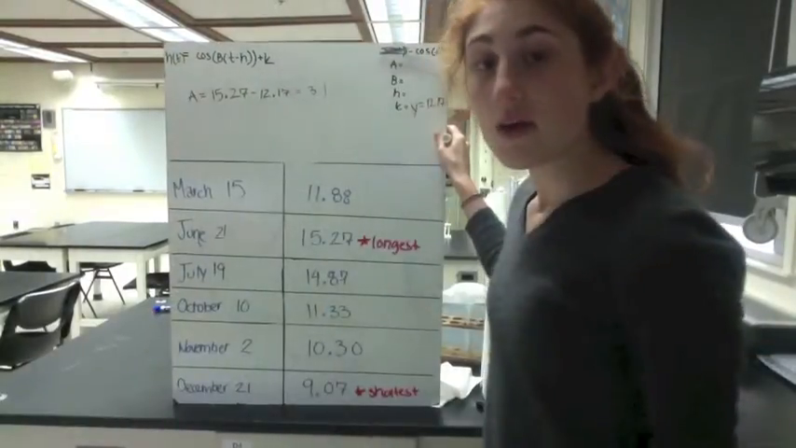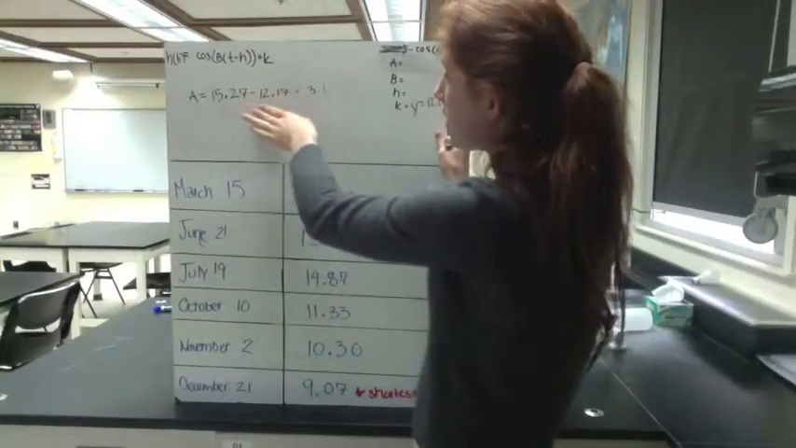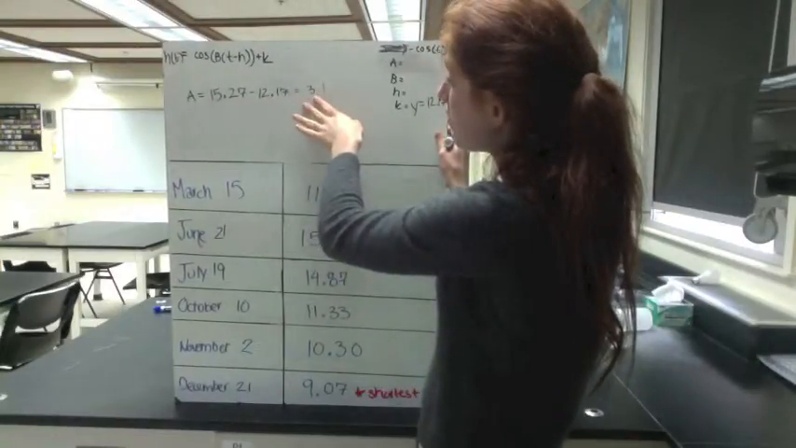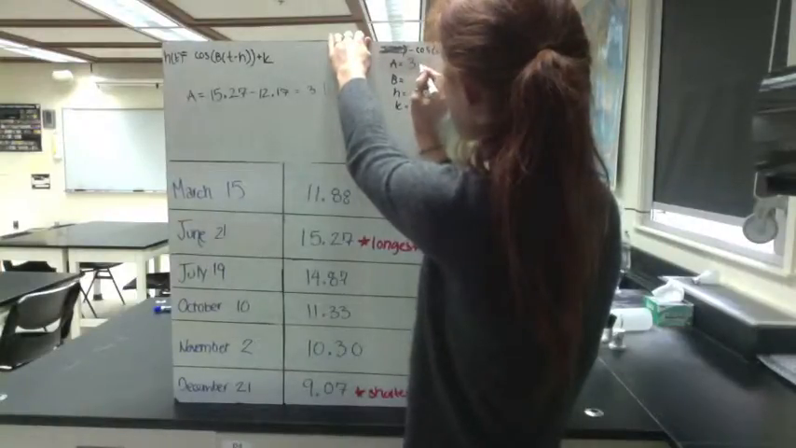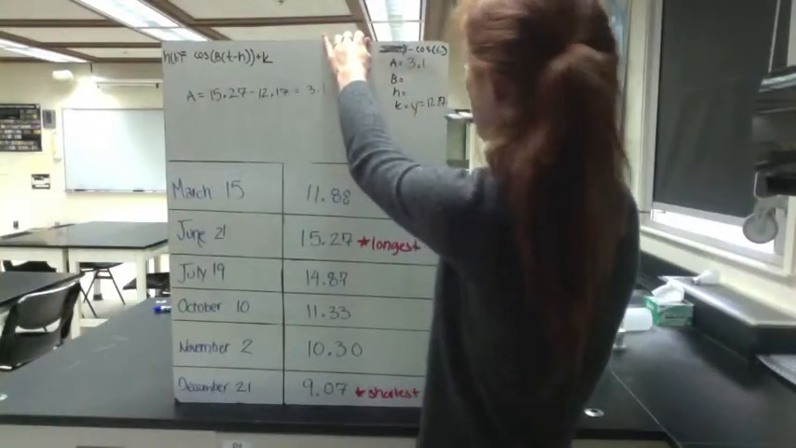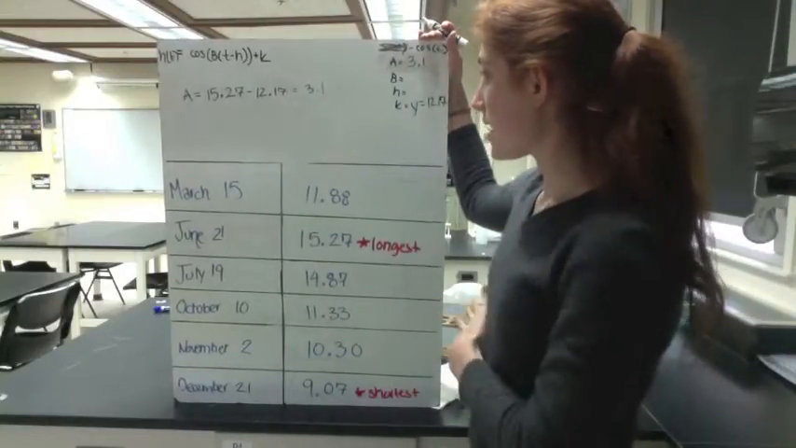We can now find the amplitude by subtracting the midline from the longest day of the year, which becomes 3.1 hours. But the amplitude, since the cosine is negative, will actually be negative 3.1 hours because it will be going down.